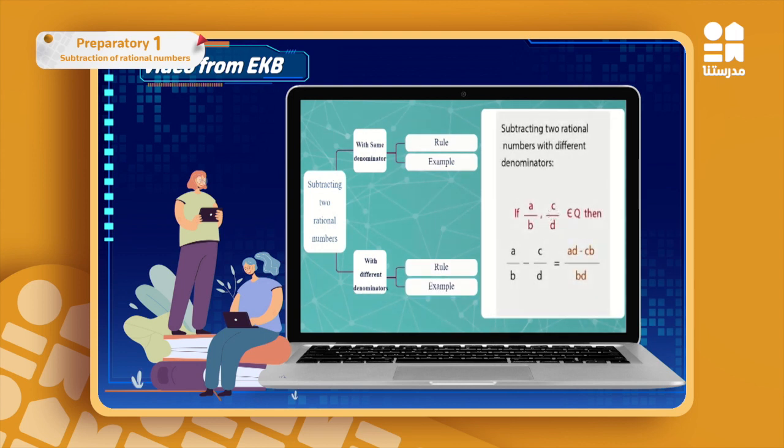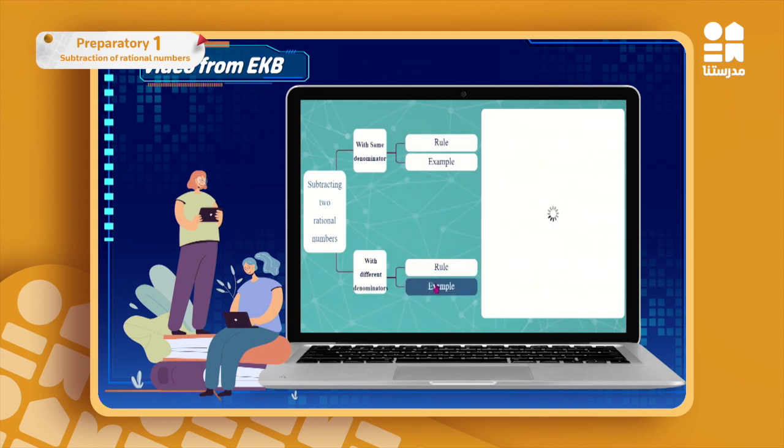Our second case is how to subtract two rational numbers, but with different denominators. If we have A over B and C over D belonging to Q, then the subtraction will be, by unifying the denominators, A times D minus C times B over B times D. For example, if we want to subtract 5 over 4 minus 1 over 5, we do the multiplication steps as we learned. And our result will be 21 over 20.